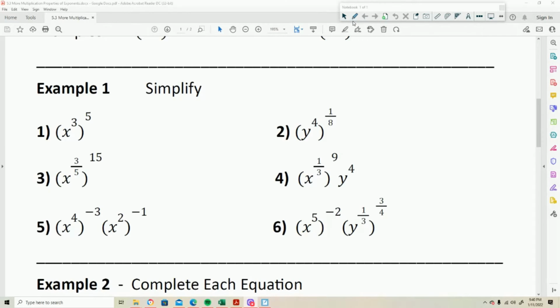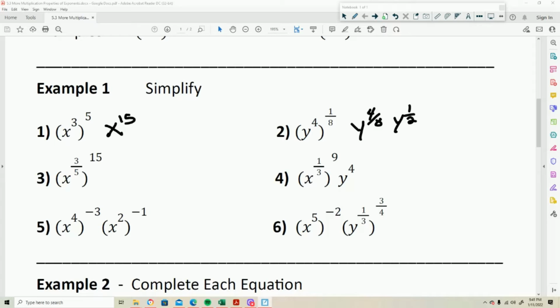So the first one, I've got x to the 3rd raised to the 5th. When I raise a power to a power, I multiply. So I get x to the 15th power. Okay, moving on. Number 2, I got y to the 4th raised to the 1/8. I'm going to multiply 4 times 1/8. When I do that, I multiply the 4 by the 1. So I get y to the 4/8, but I can reduce that to y to the 1/2. That's just the square root of y. So y to the 1/2 is my final answer.